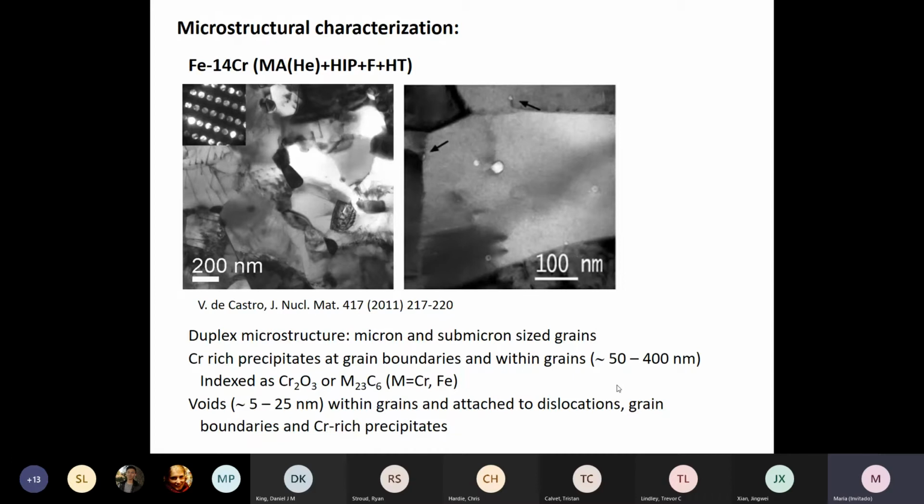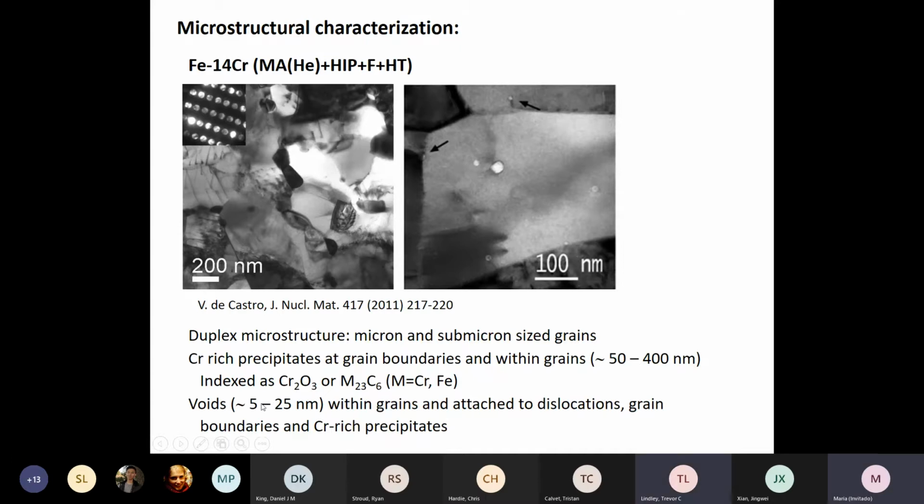We observe the duplex microstructure, both micron and submicron size grains. We see chromium-rich precipitates at the boundaries and within grains. With this, they were indexed as chromium oxide or metal M23C6. And something interesting is that we observe these voids here.